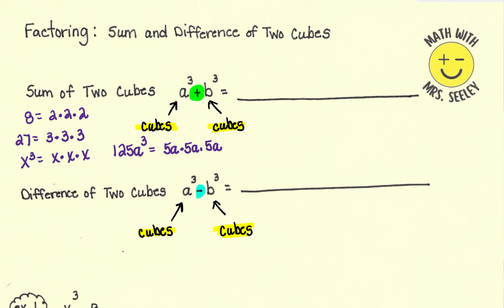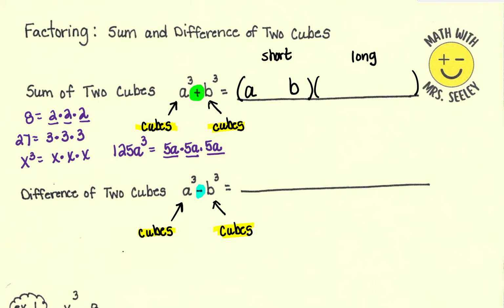So again, to have a cube, you need to have the exact same number or letter 3 times. Once you have that pattern, this is how you factor. You're going to have a short parenthesis and a long parenthesis. So short, long. In the short, ask yourself, what do I cube to get this right here? In our case, it's an a. Then ask yourself, what do I cube to get this right here? In our case, a b.